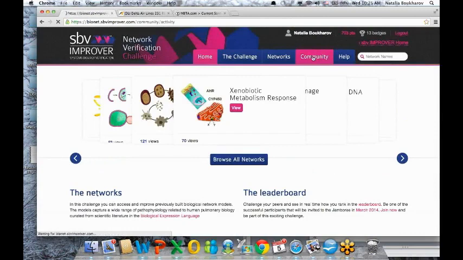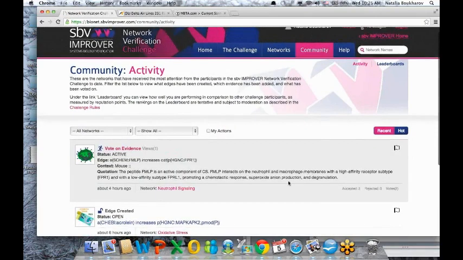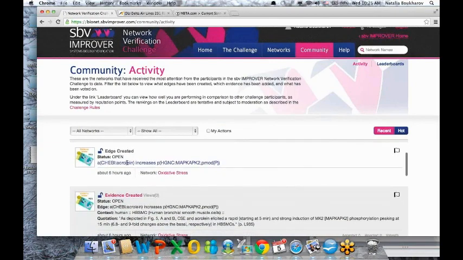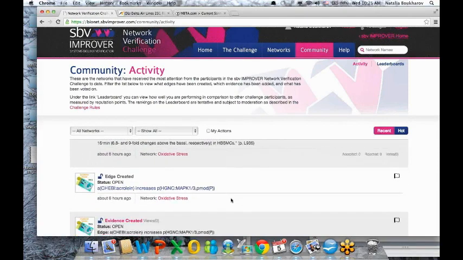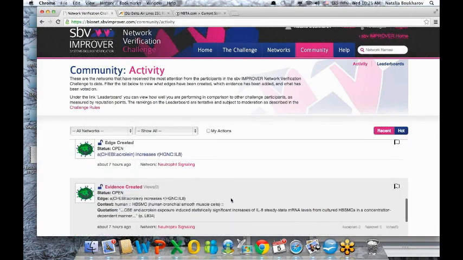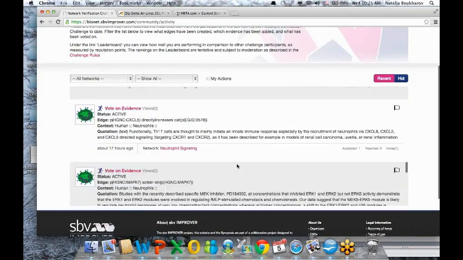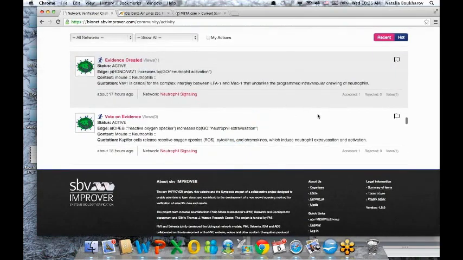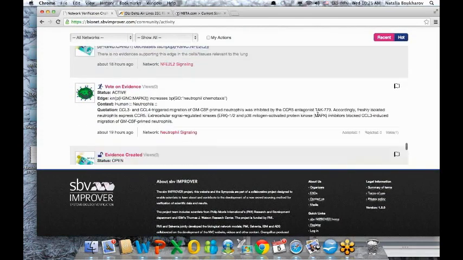If I look at the community, we can see what's happening as we speak. A few hours ago, somebody was reviewing neutrophil signaling and oxidative stress models. Somebody created a new edge in the oxidative stress model and created new evidence in these models to expand the model. And there is neutrophil signaling, oxidative stress. Probably 2 people have been furiously reviewing 2 models there. I'm actually working with them. And there is an Fe2L2 signaling model.